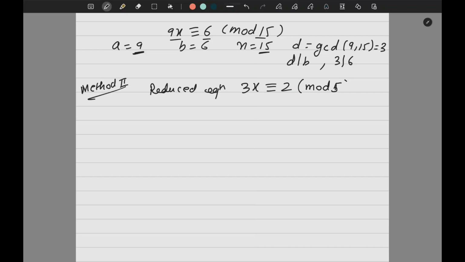Even if you don't do this step and you work with the original equation only, you will get the answer. Your answer may be different from mine, but it will be congruent to my solutions. So not a big issue, but it will become small. The number of steps will be reduced if you reduce the equation. So I will always suggest to reduce the equation.